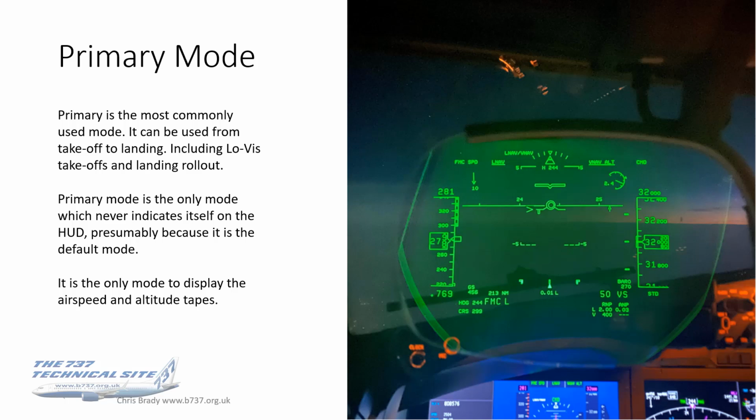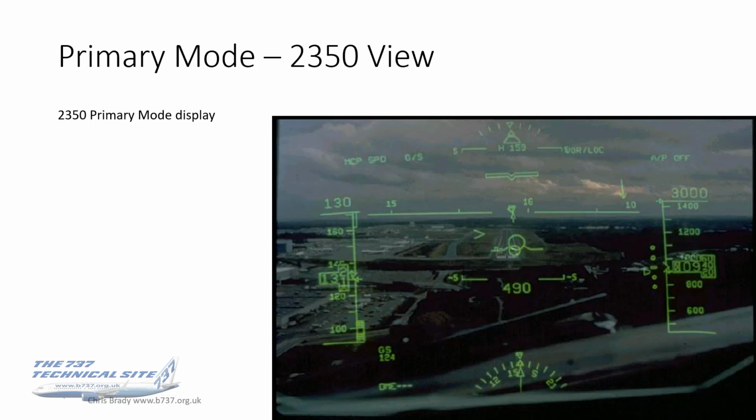It's the only mode which never indicates itself up at the top left, sorry, of the HUD display, presumably because it's the default mode. So it's actually adding no useful information, because it assumes that's the mode you're in. It's the only mode which displays the airspeed and altitude tapes as well. That's just what it looks like on the original 2350.